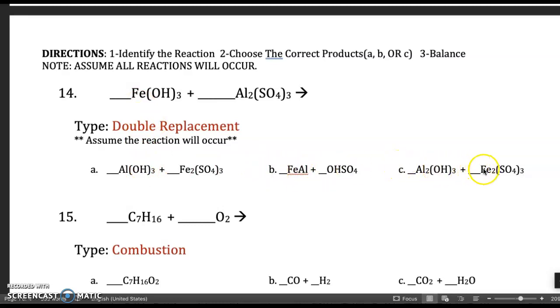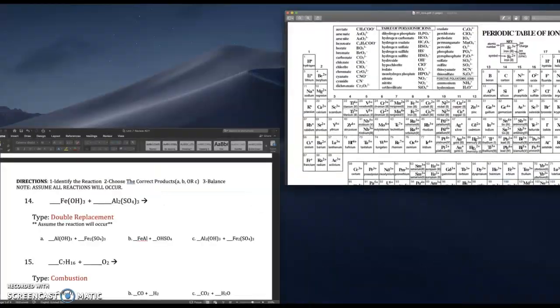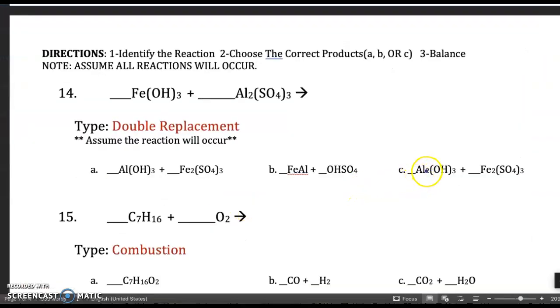Okay, so now I have to decide what's the difference between A and C. Well, the difference is that Al has a 2 here, and there it does not. And so when Al goes with OH, what will end up right here? So I have to know the charges of those two things. Al is a 3, and OH hydroxide is a 1. That means when I crisscross, I will not get a 2 here, leaving this as my correct product.